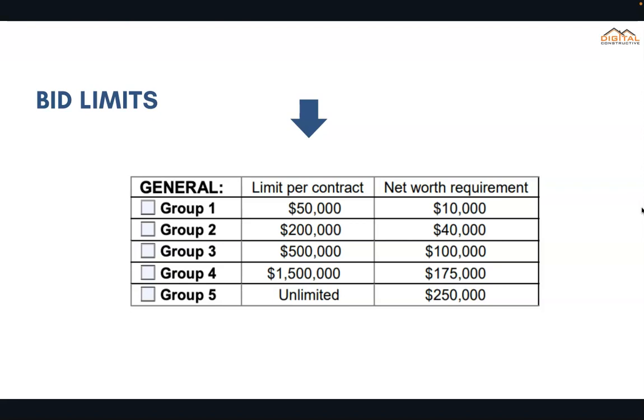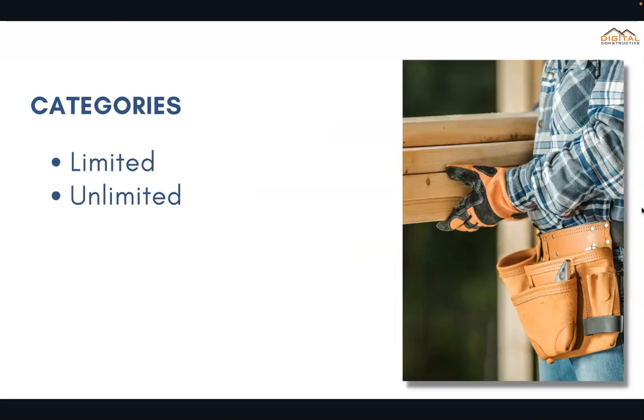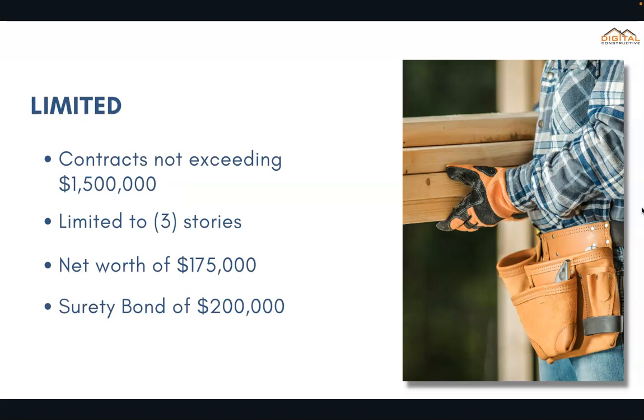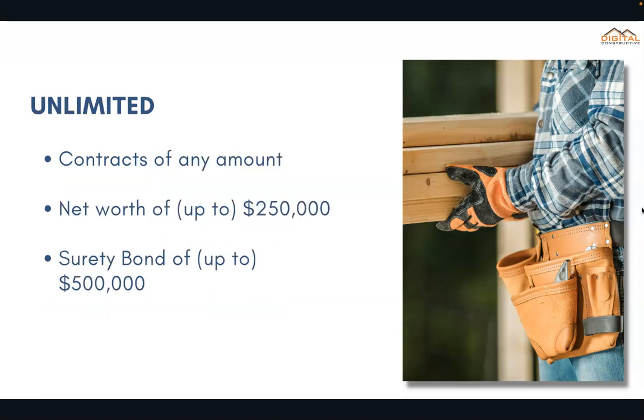Based on this table, essentially, you have limited and unlimited. With a limited license, your contracts cannot exceed $1.5 million, and in addition to that, you'd be limited to construction projects of 3 stories. You'd need a net worth of $175,000, or you'd need to post a surety bond of $200,000. With an unlimited license, you'd be able to take on contracts of any amount, but you'd need a net worth of up to $250,000 or post a surety bond of $500,000.